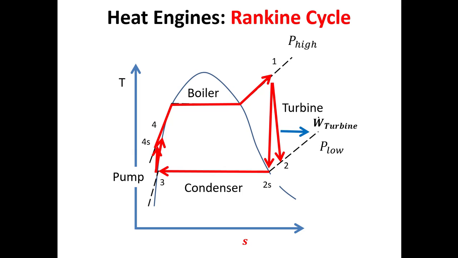So we get power out from the turbine, heat is rejected in the condenser, we put power in at the pump, and then we add heat in the boiler.